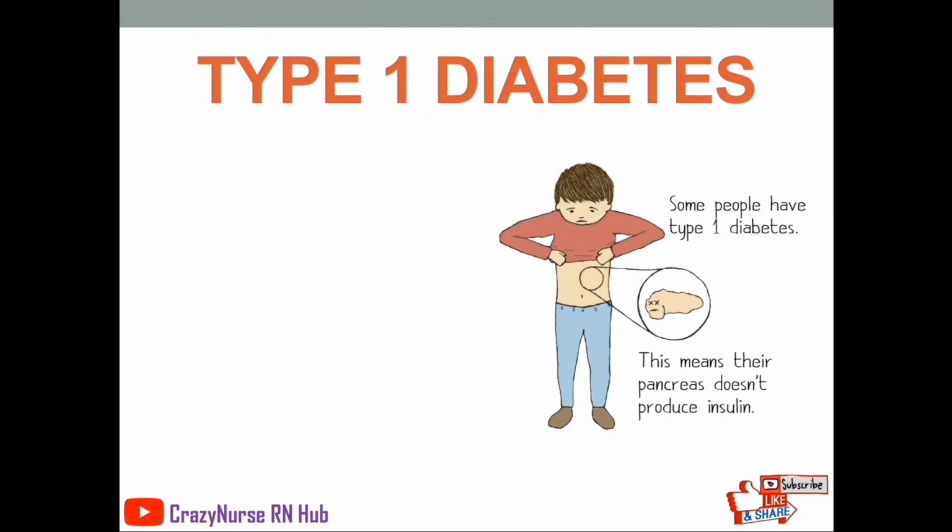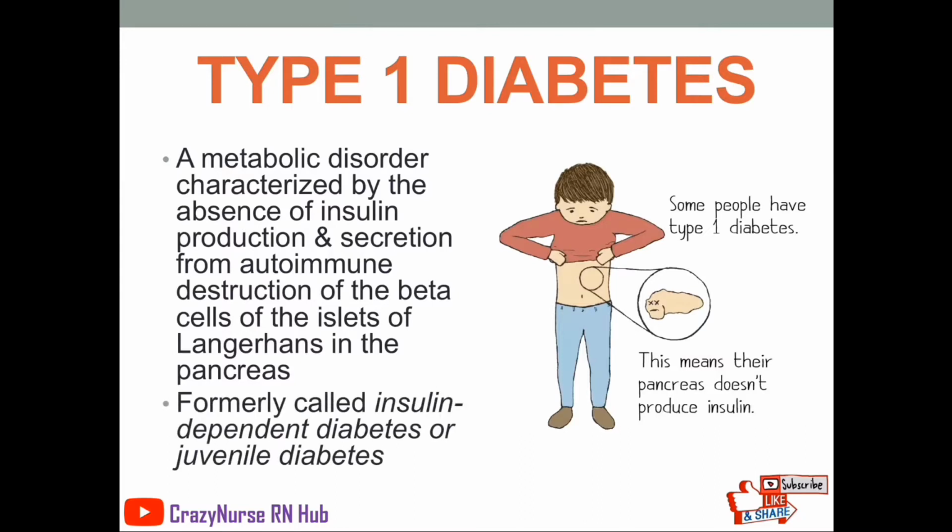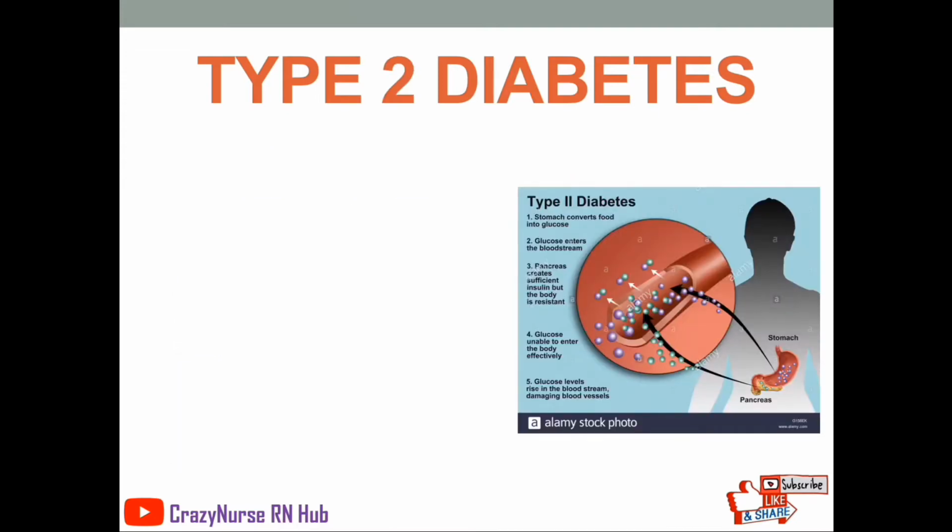Now let's have type 1 diabetes. It is a metabolic disorder characterized by the absence of insulin production and secretion from autoimmune destruction of the beta cells of the islets of Langerhans in the pancreas. And it is formerly called insulin-dependent diabetes or juvenile diabetes. In this type of diabetes, the pancreas does not produce insulin, thus there is no production of insulin in the body.